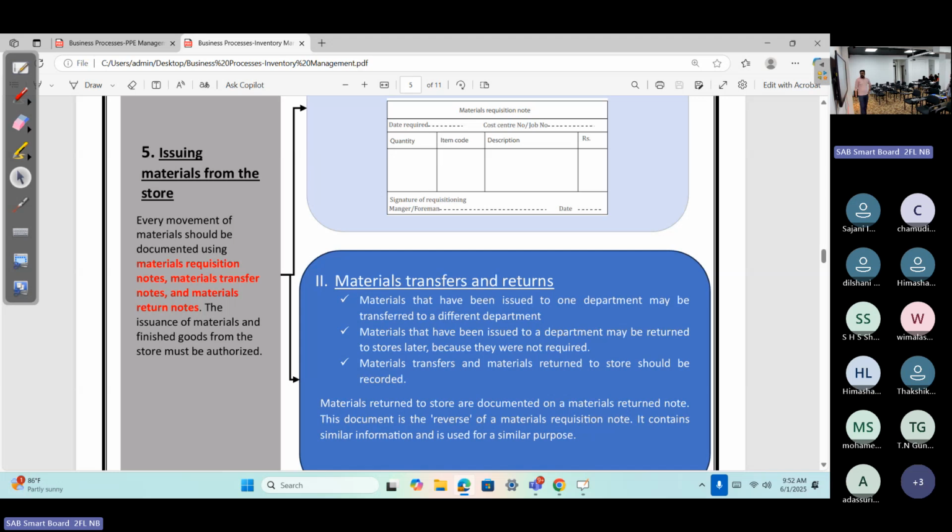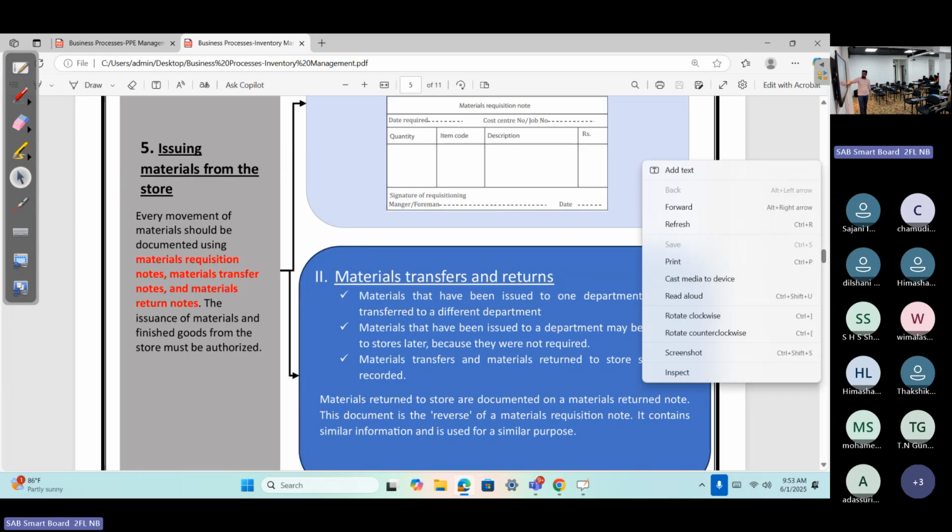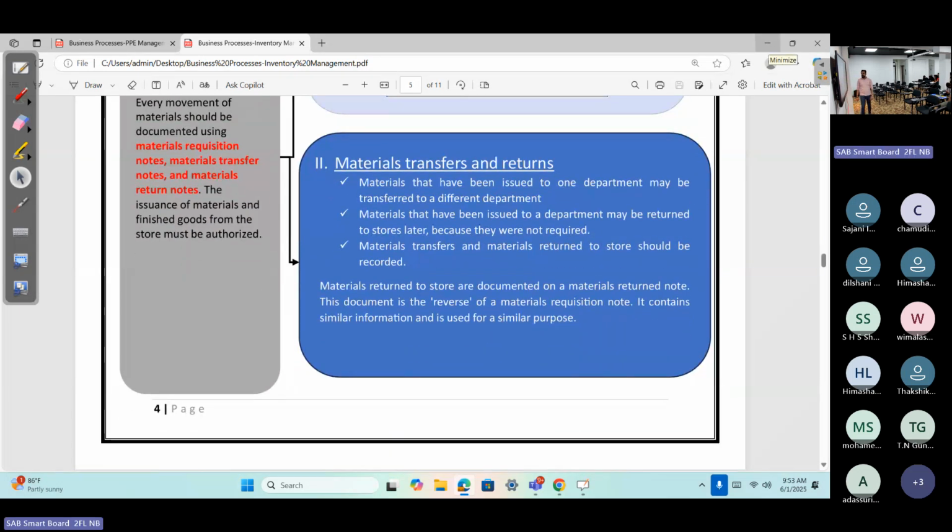Material transfers and returns. Materials that have been issued to one department may be transferred to a different department. Materials that have been issued to a department may be returned to stores later because they were not required. The material return note will be used. Material transfers and material returns to stores should be recorded. Materials returned to stores are recorded on the material return note. Whatever we have discussed now, I'm reading in the theory. This document is the reverse of the material requisition note. It contains similar information and is used for a similar purpose.